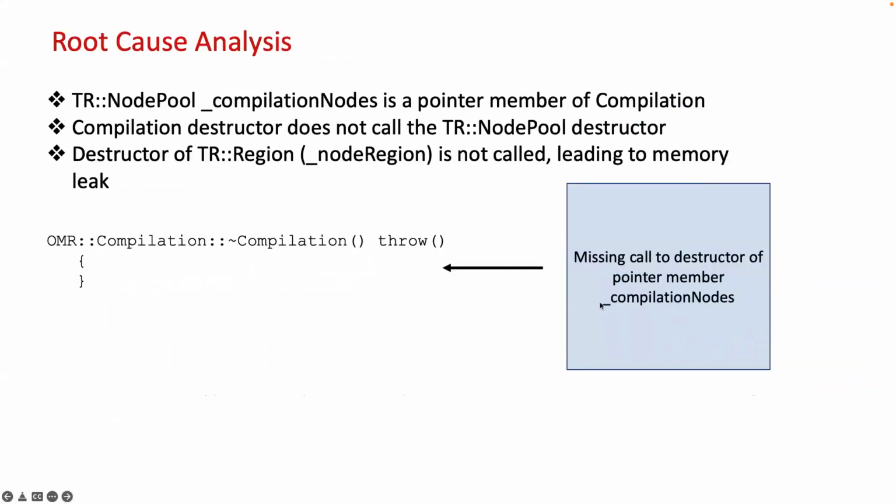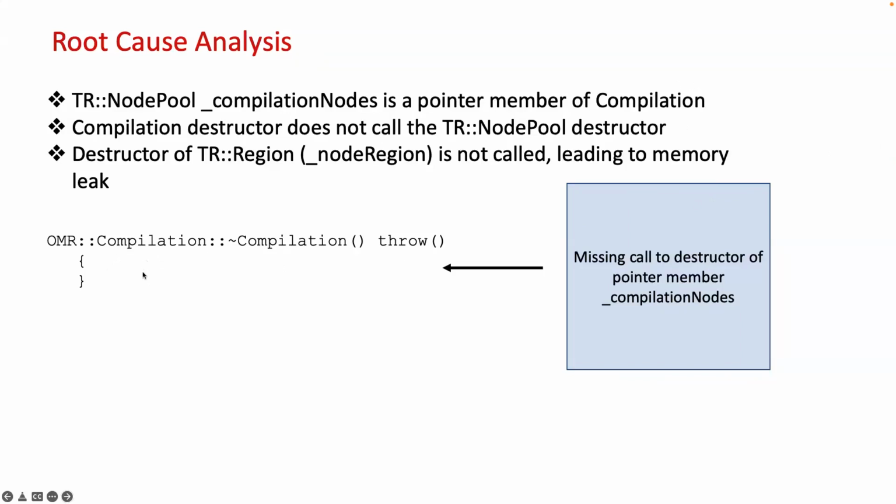I've already begun to indicate why that was not happening, but just to explain that in more detail. What happens is that the node pool is, again, a pointer member of that class. Because that's the case, when the compilation goes out of scope and has its destructor called, this here is what the compilation destructor looks like, right? It's just a sort of default destructor.